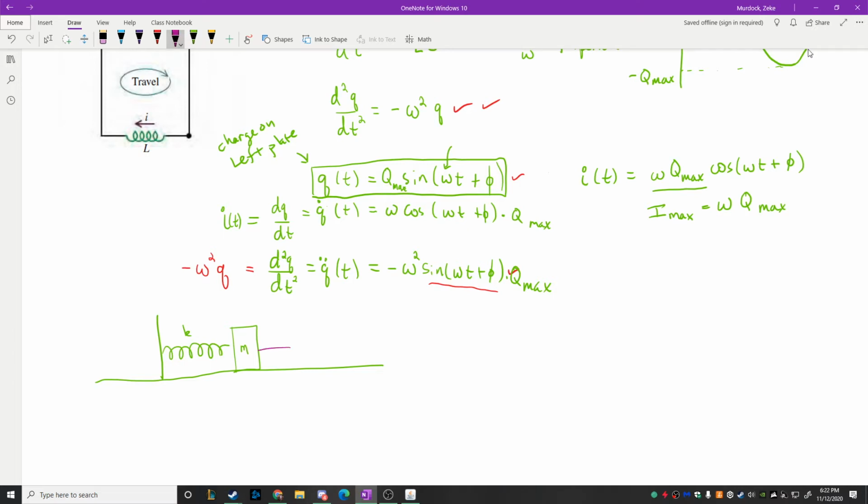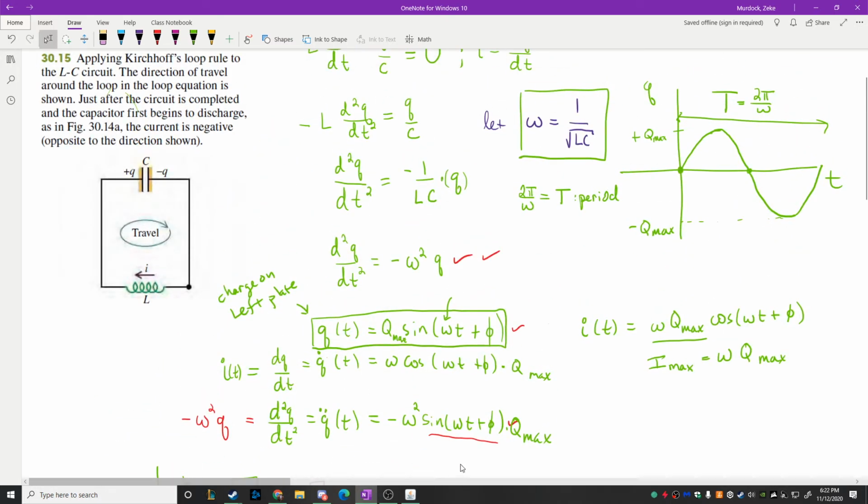And then you pull the mass out to some point, which stretches the spring, and then you just let it go, and the mass oscillates back and forth. The rate at which it oscillates is a function of the parameters of the system: the square root of k over m here, and the one that we just got was omega is 1 over the square root of L times C. So L corresponds to mass, and capacitance is similar to the inverse of the spring constant. But yeah, there's your LC circuit.